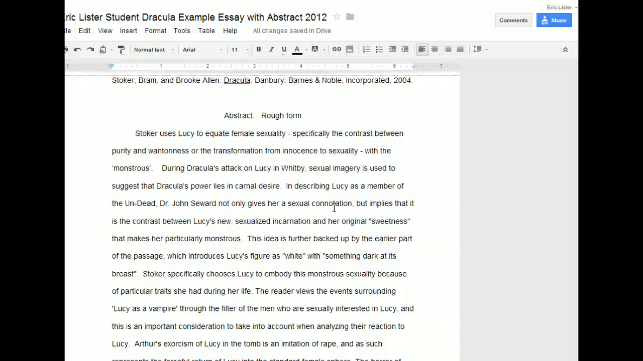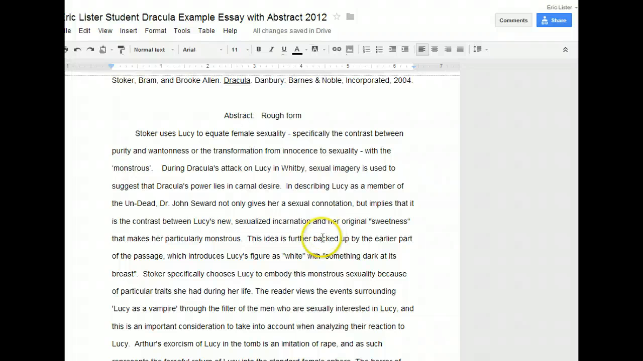During Dracula's attack on Lucy and Whitby, sexual imagery is used to suggest that Dracula's power lies in carnal desire. In describing Lucy as a member of the undead, Dr. John Seward not only gives her a sexual connotation, but implies that it is the contrast between Lucy's new sexualized incarnation and her original sweetness that makes her particularly monstrous. This idea is further backed up by the earlier part of the passage, which introduces Lucy's figure as white with something dark at its breast.